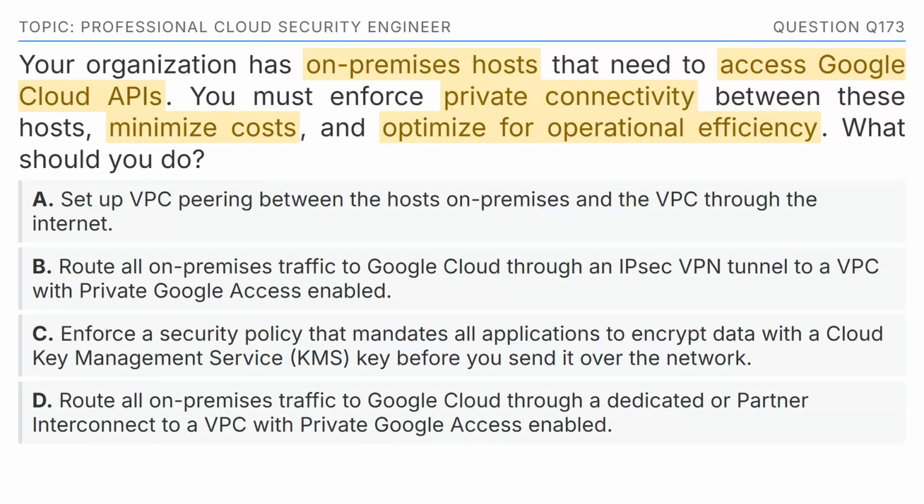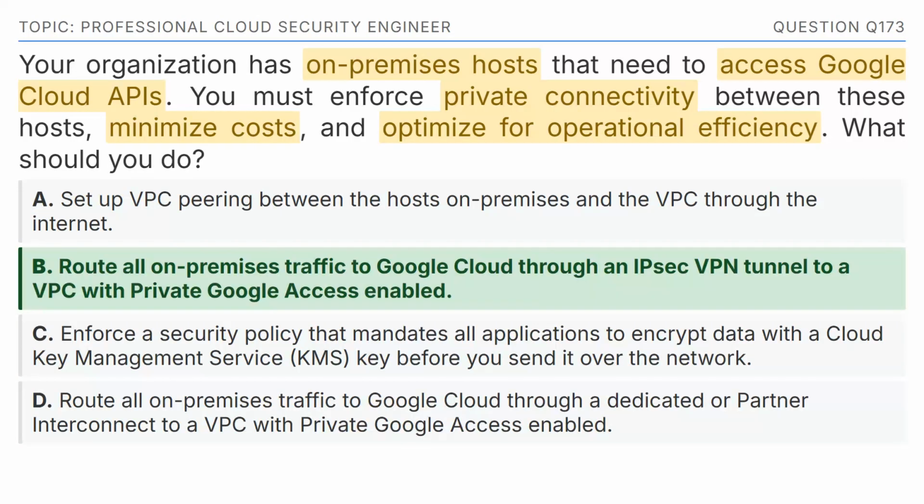To arrive at the correct answer, we focus on the keywords: on-premises hosts, access Google Cloud APIs, private connectivity, minimize costs, optimize for operational efficiency. The correct answer is option B, route all on-premises traffic to Google Cloud through an IPsec VPN tunnel to a VPC with private Google access enabled.